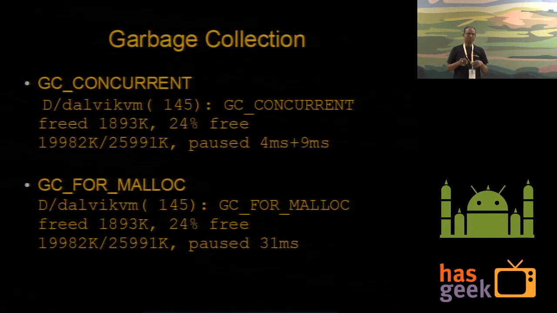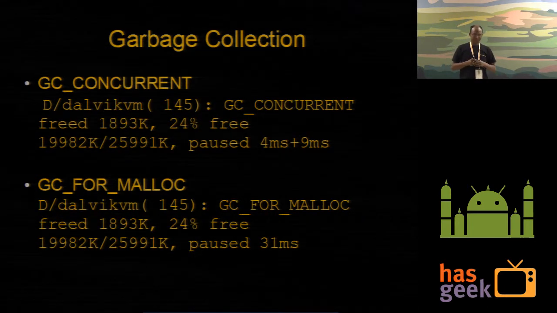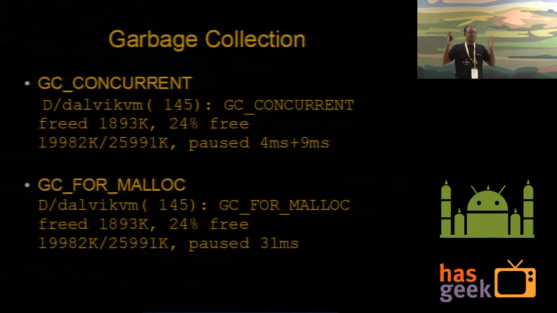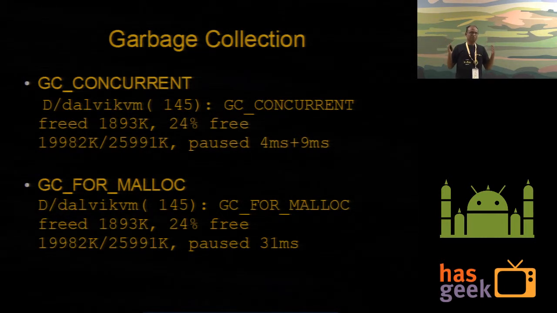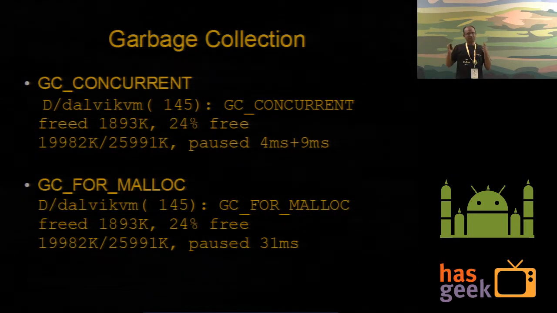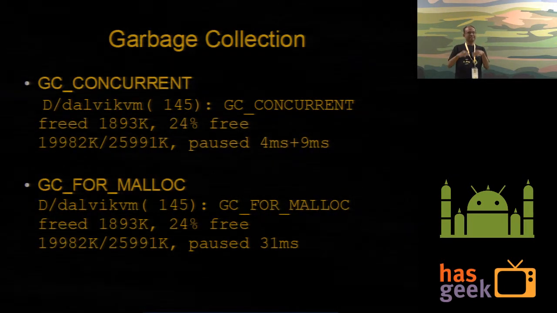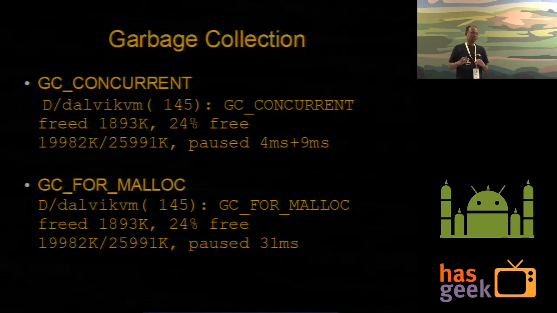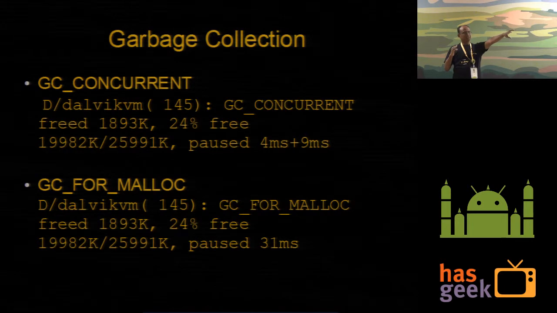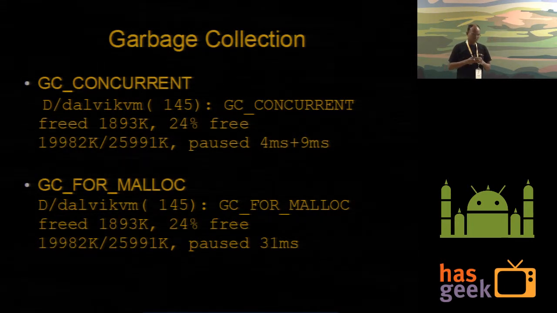Before Android 2.3, they used to do only GC for malloc, wherein it just stops the complete world. Regularly it suspends all the threads and tries to garbage collect the memory. With Android 2.3, they changed to a mode they call the concurrent mode.